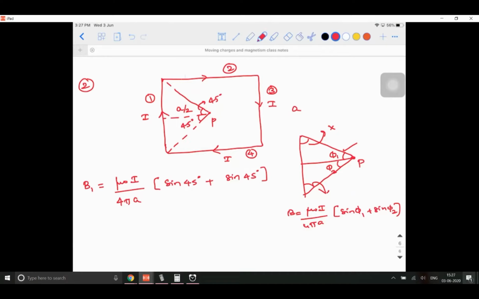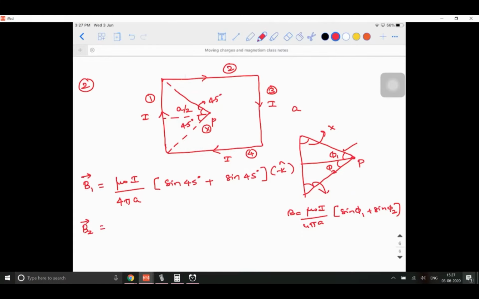Direction, I just showed you. What is the direction of the magnetic field at point P due to this conductor? Minus k cap. Very good. It is minus k cap, so it is into the plane. That is B1 vector. Now what about the B2 vector?